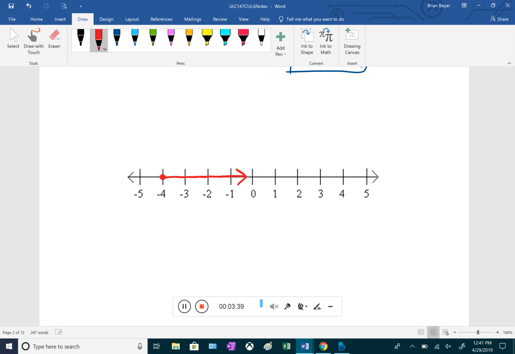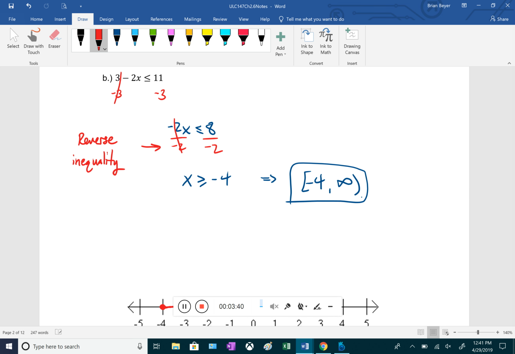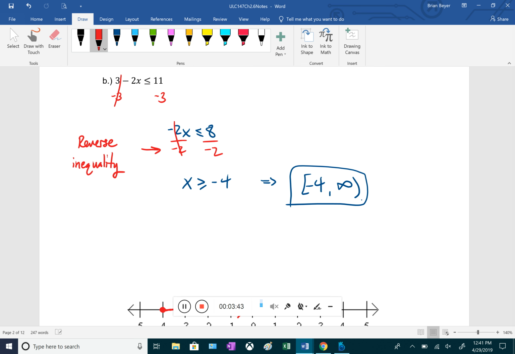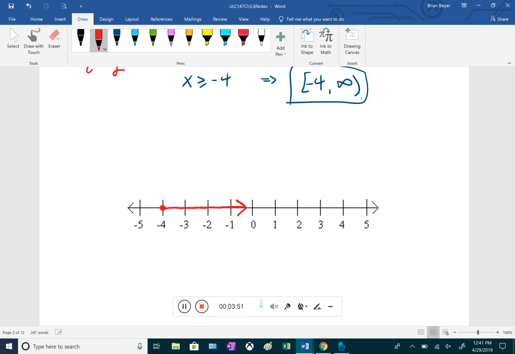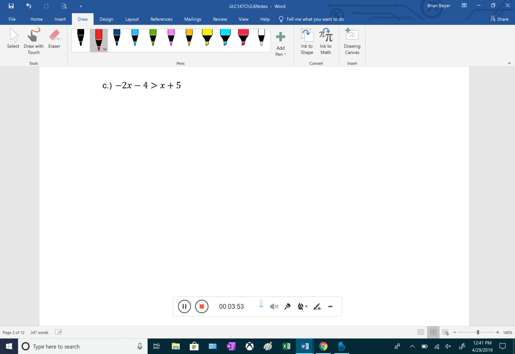Okay, going back to this one real quick, we could have decided to get the variables on the right-hand side of the inequality instead. If we did that, we would not have to divide by a negative, and we would end up getting the same result. Okay, next one.